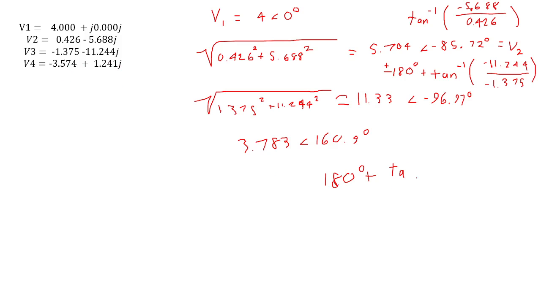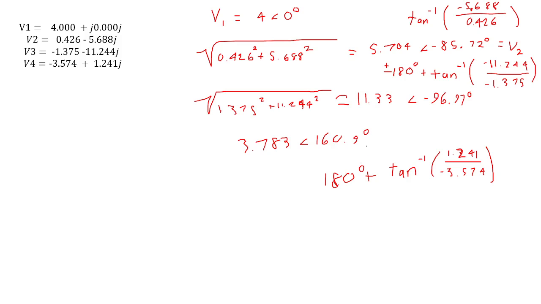So this angle's in the second quadrant. Arctangent gives us an angle in the fourth quadrant. So we go tan inverse of imaginary over real, which is 1.241 over negative 3.574. That is the correct modification to get 160.9 degrees. The arctangent is going to give you negative 19.1 degrees.